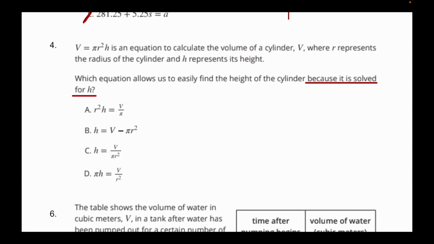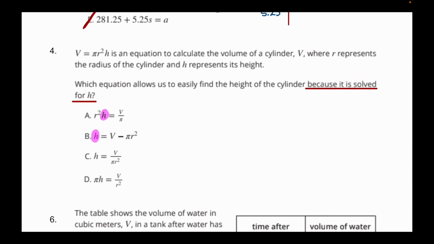immediately I know h has to be by itself. So if we just looked at where is h in my first option, h is not by itself. In my second option it is, in the third option it is, and in the fourth option it's not. So right away we can cancel out D and we can cancel out A. So here we have two options. We're either going to have h equals V minus pi r squared, or we're going to have h equals V divided by pi r squared.